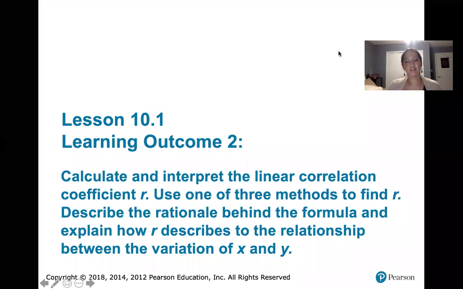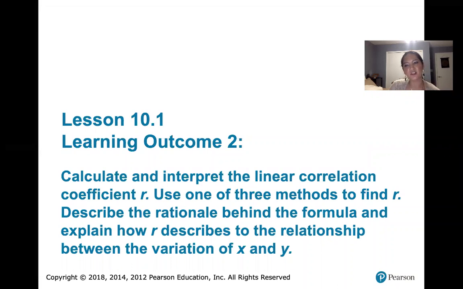In this video, we discuss learning outcome number 2 from lesson 10.1, which is about calculating and interpreting the linear correlation coefficient R. You'll learn 3 methods for finding R. You're going to learn to use one of those 3 methods to either find or compute R. We'll discuss all 3 of them in this video.